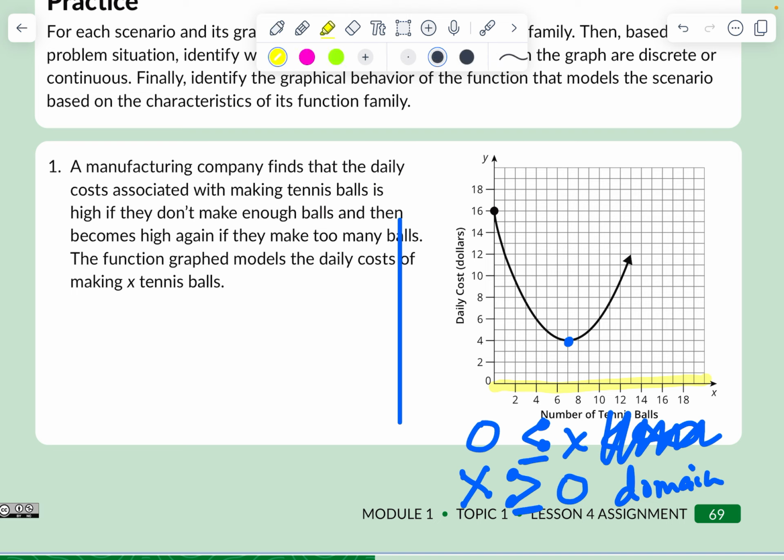Now I'm going to go look at range. For range, you are only allowed to get your numbers from the y-axis.